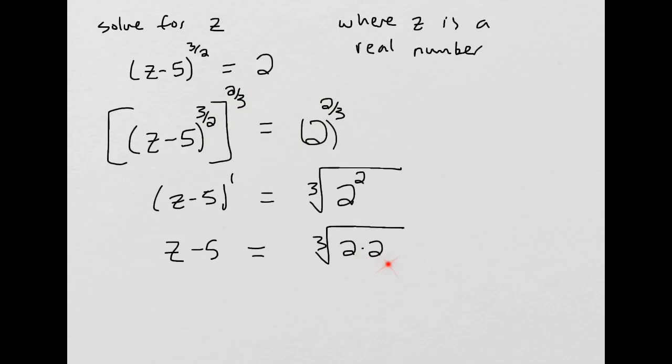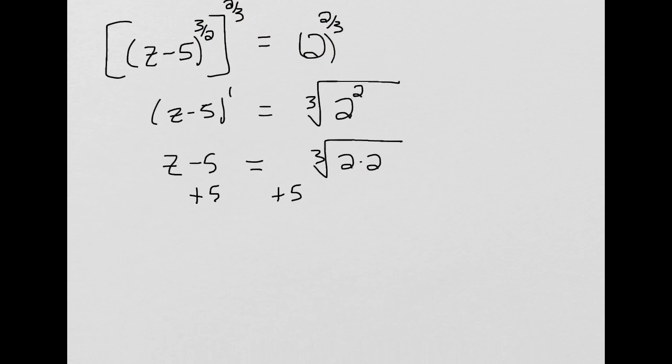So since I only have two 2's, I can't pull anything out of this, so I'm just stuck with it. So the only thing that I can do to solve my equation is just get z alone, so I'm just going to add 5 to both sides. If I do that, I'm left with z on the left side. On the right side, I've got 5 plus the cube root of 4. And that's it. That's my answer.